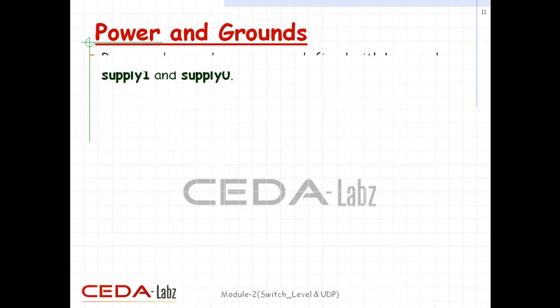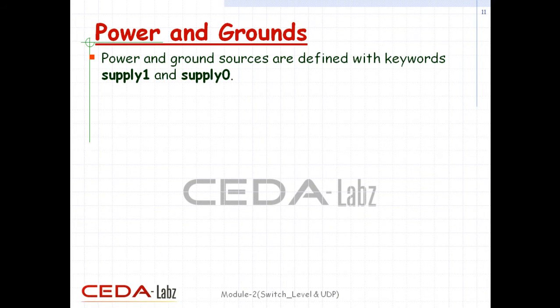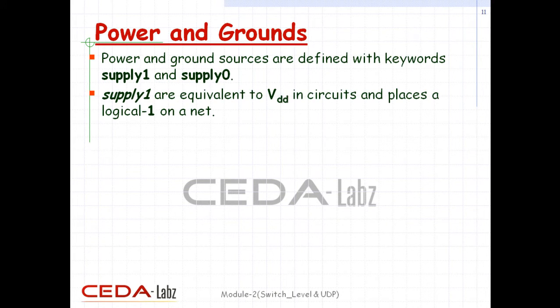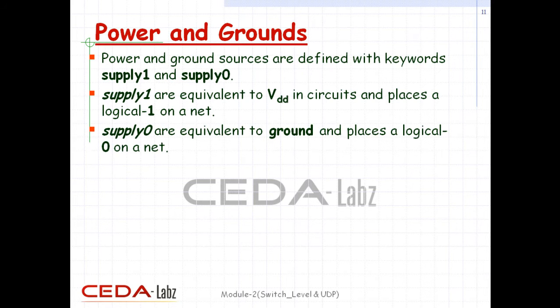The power and ground sources are needed when transistor level circuits are designed. Power and ground sources are defined with the keywords supply1 and supply0 respectively. Sources of type supply1 are equivalent to VDD in circuits and place a logical 1 on the net. Sources of the type supply0 are equivalent to ground or VSS, and place a logical 0 on the net. Both supply1 and supply0 place logical 1 and 0 continuously on nets throughout the simulation.